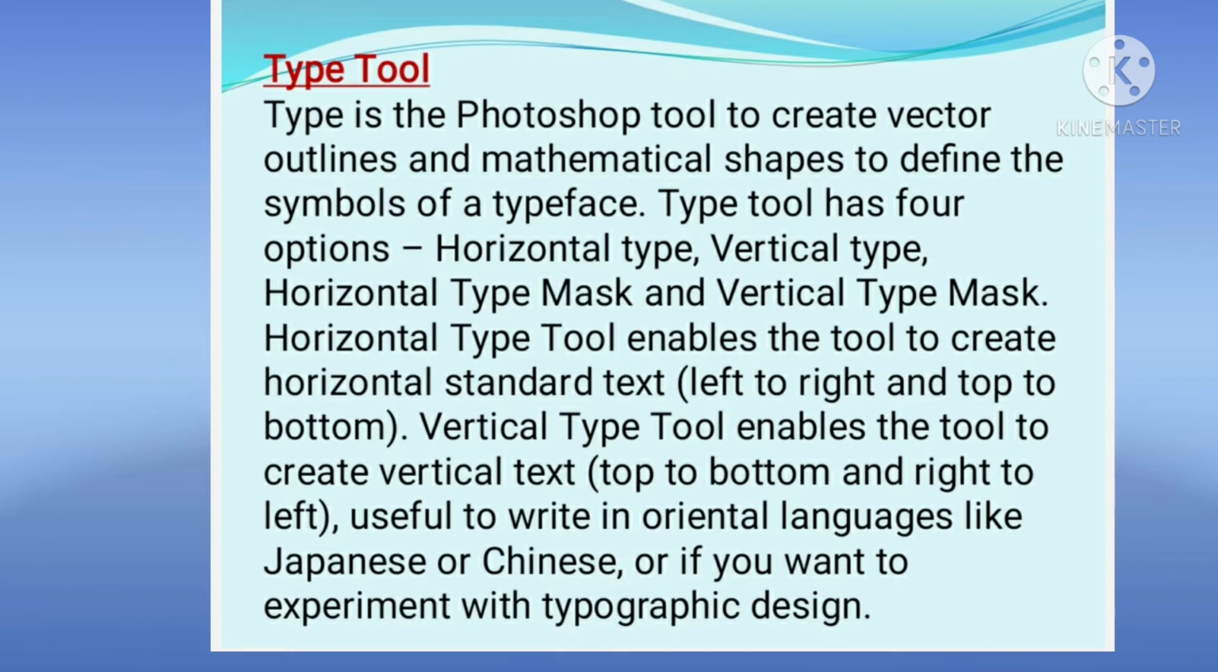With the help of the horizontal type tool, we can create horizontal standard text, that is from left to right and top to bottom. With the help of the vertical type tool, we can create vertical text top to bottom and right to left. It is useful to write in oriental languages like Japanese or Chinese, or if you want to experiment with typographic design.